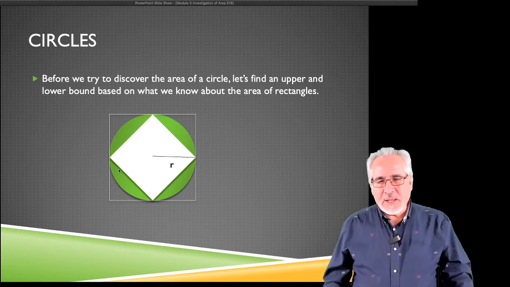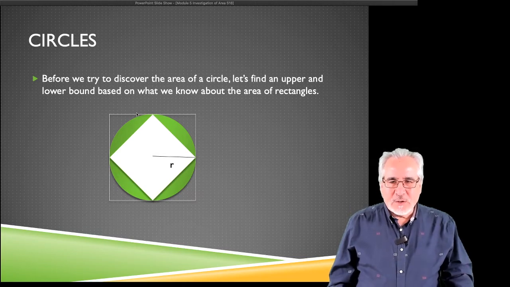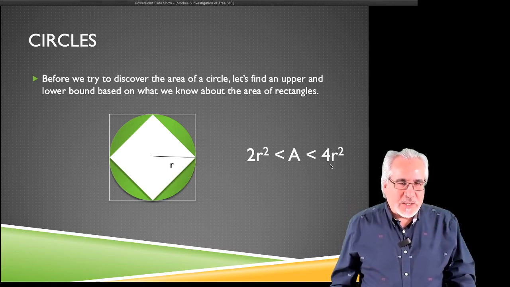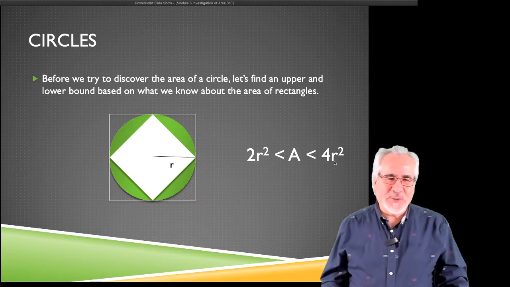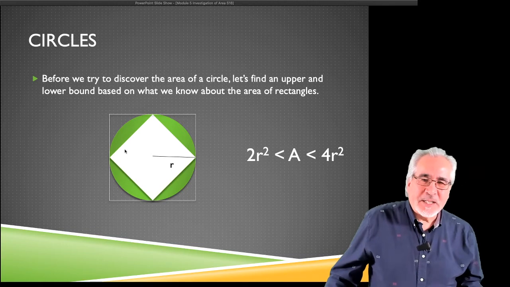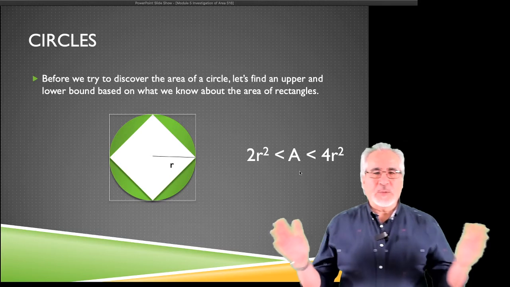If we do the math on the circle, notice the outside square's side length is going to be 2r. So 2r times 2r is 4r squared. The bigger square has an area of 4r squared. If we did the math with the Pythagorean theorem and everything, we could find that the area of this white square is actually 2r squared. So the area of the circle has to be somewhere between these.